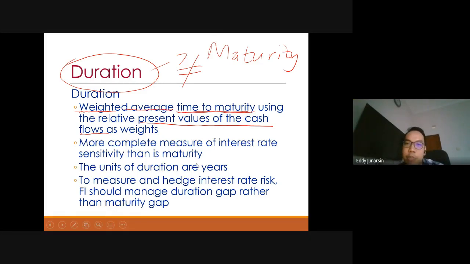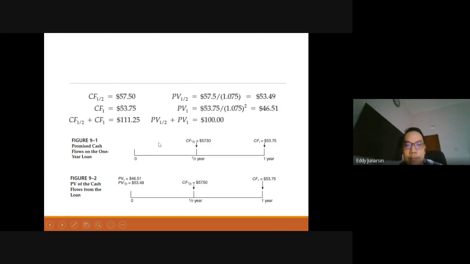So this is time to maturity, right? Duration is actually maturity, but weighted by the present values of cash flows. So the positions of cash flows and also the size or magnitude of each cash flow plays an important role in estimating the duration. Right? So let's see an example here.